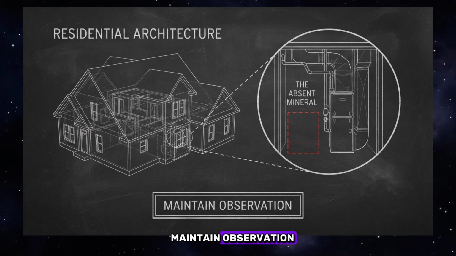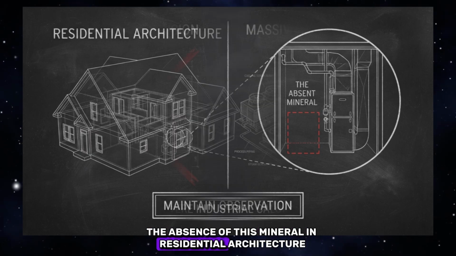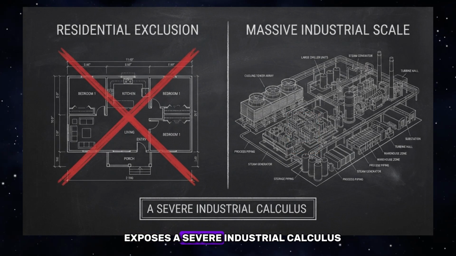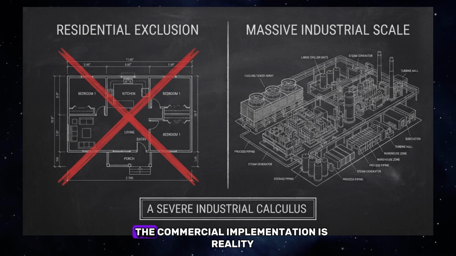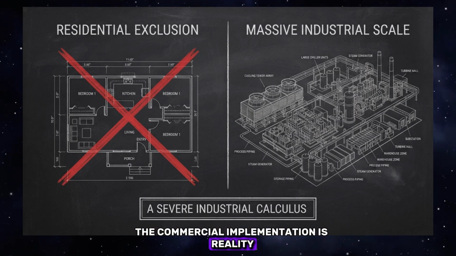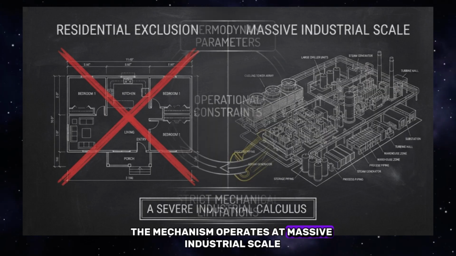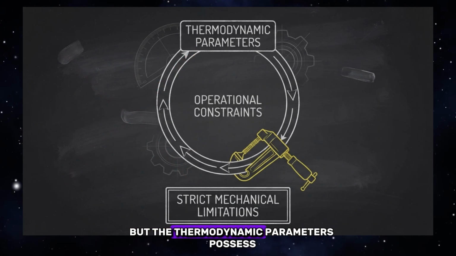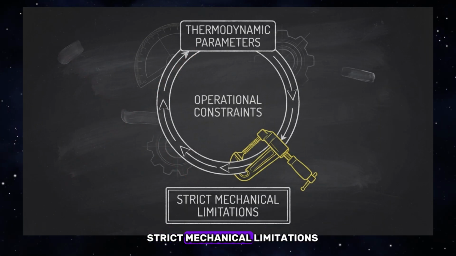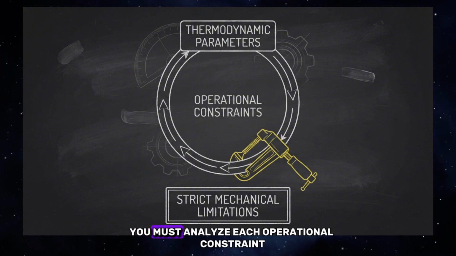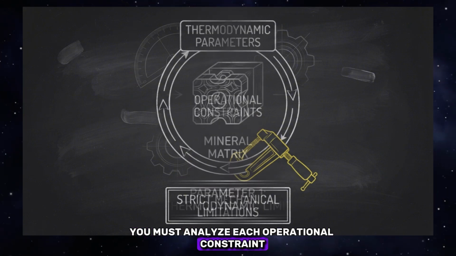Maintain observation. The absence of this mineral in residential architecture exposes a severe industrial calculus. The commercial implementation is reality. The mechanism operates at massive industrial scale. But the thermodynamic parameters possess strict mechanical limitations. You must analyze each operational constraint.